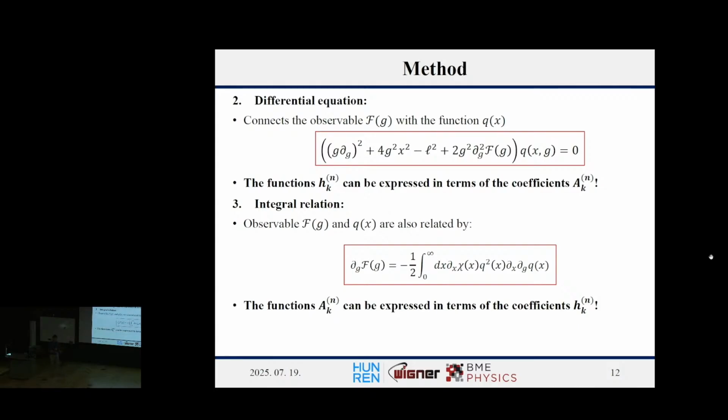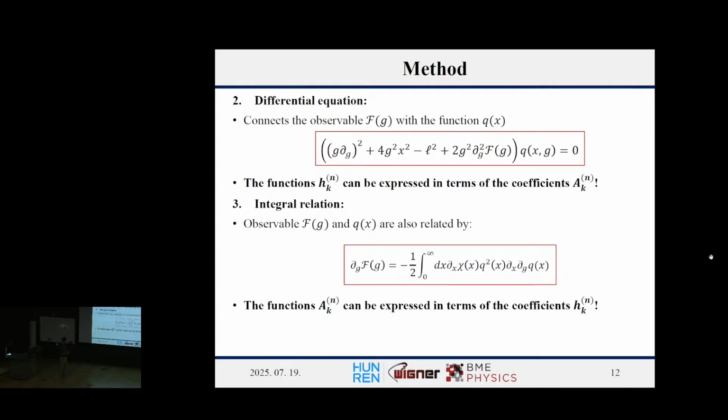But this is not all. You also have some other relations as well. You also have an integral equation which also contains the observable and this Q function. I think it's very nice that you have so many things relating these functions, and this can also be solved order by order, by hand or by Mathematica, giving another relation between these coefficients. So now you have basically two unknowns, H_{KM} and A_{KM}, and two equations. So that's in theory enough to solve everything.